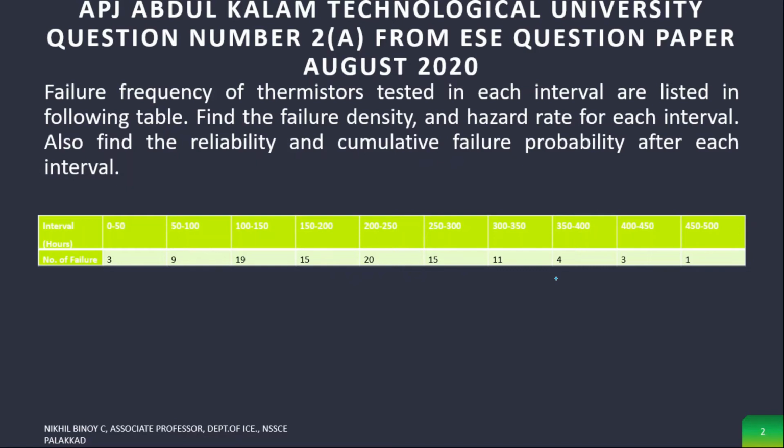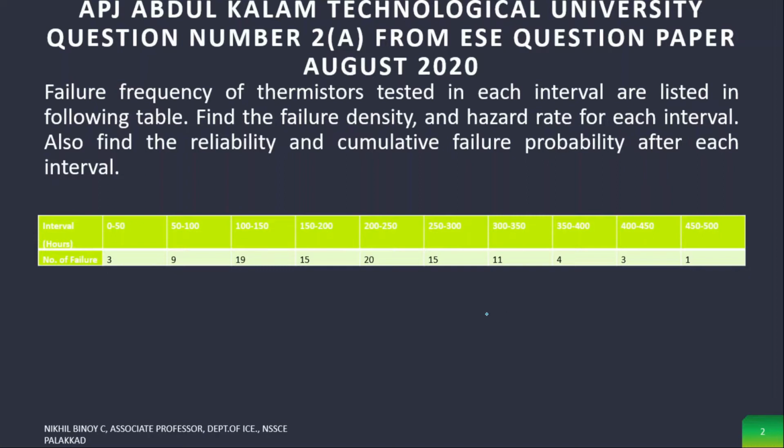So this one is the question. This is the second 2A question of the end semester examination question paper of APJ Abdul Kalam Technical University, August 2020.